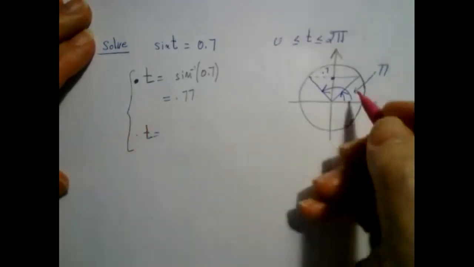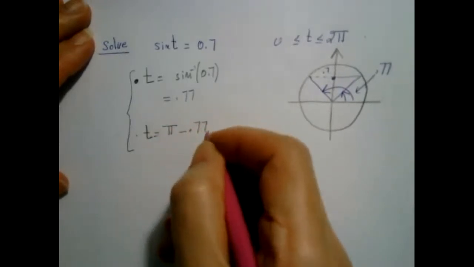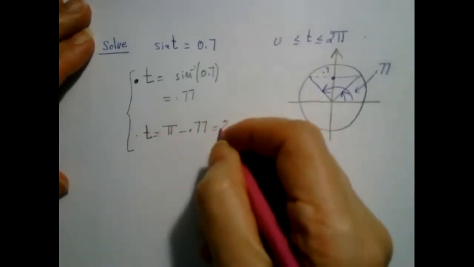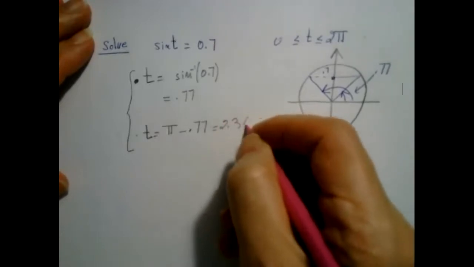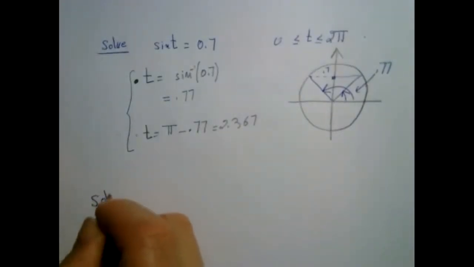The way they picked it up, they took pi minus 0.77. And I trust them to 0.366. They rounded up to 0.367. Okay, right? One more, and then I proceed.